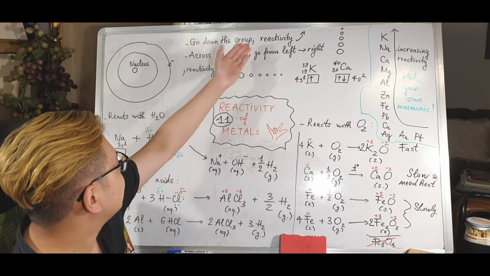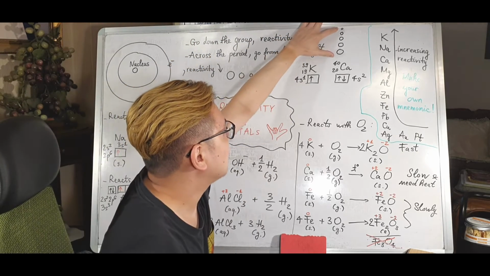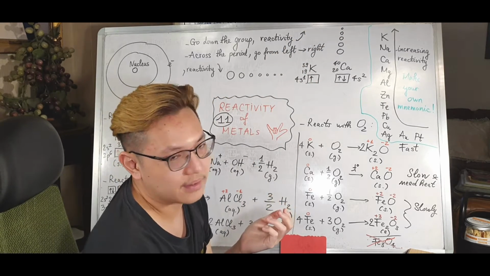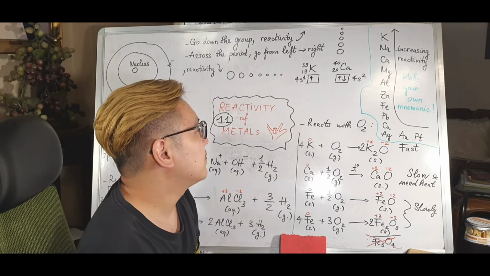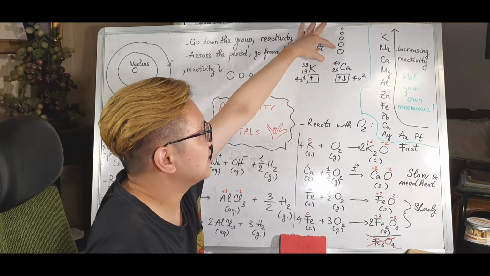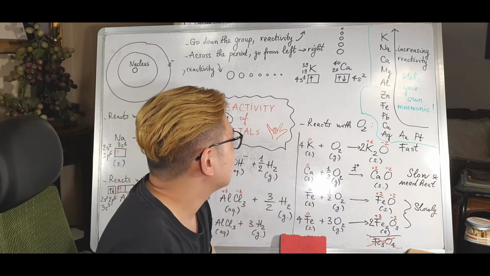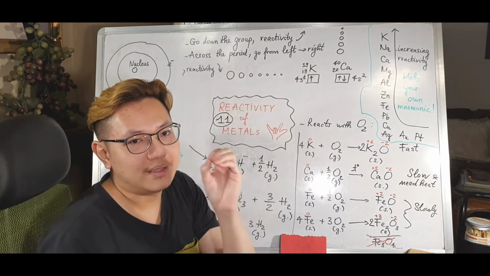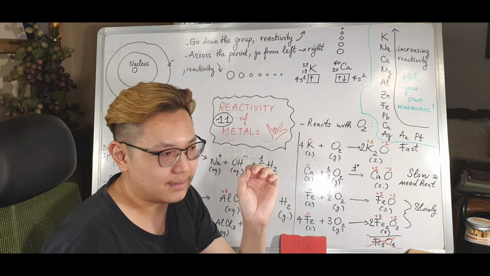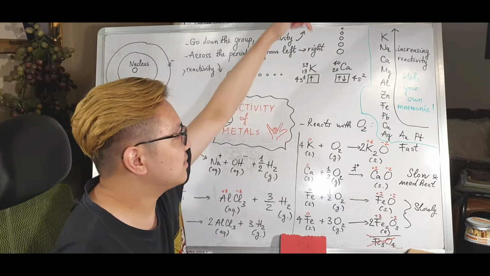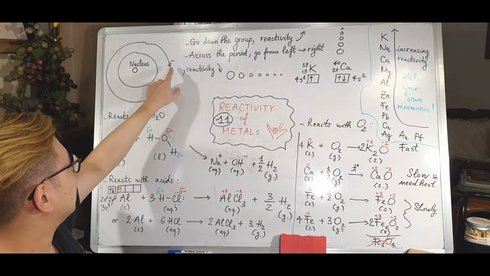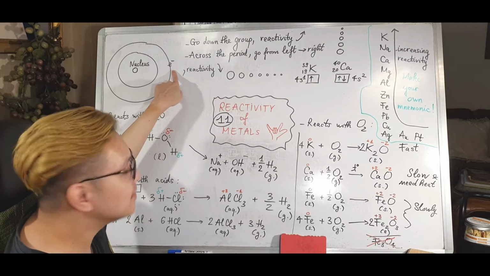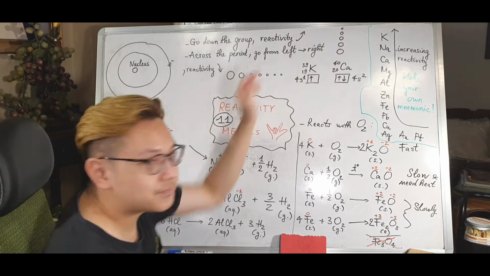So, if you go down the group, you can see on the periodic table that the atomic radius, or radii if you want to be plural, will increase as you go down the group. So what does it mean? It means the distance between the outermost shell and the nucleus will increase as you go down the group. So basically, the outermost shell contains the electrons that will react with anything else around its environment, and it is getting further from the nucleus as you go down the group.